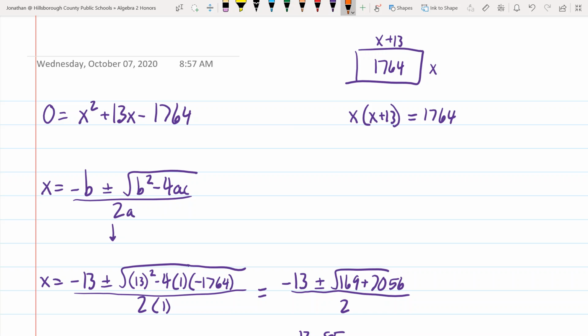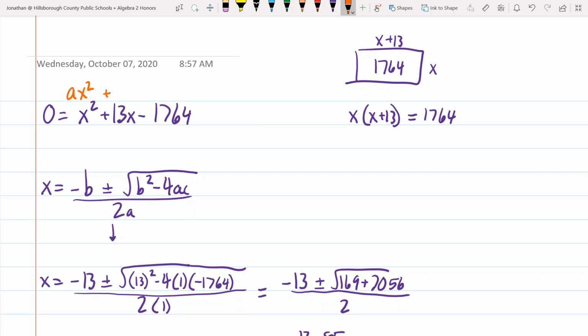It would be so time consuming to sit there and think of what multiplies to get negative 1764 but adds to get 13. So I just want to remind you that your quadratic formula is just as good of a method to solving these problems as regular factoring. You can solve these any way you want. You can keep using quadratic formula for all of these, or you can solve them with slide and divide or factor by grouping. It's up to you. But let's go through your quadratic formula.